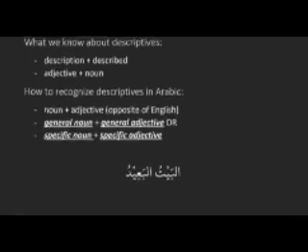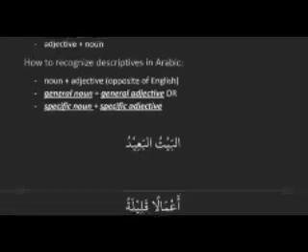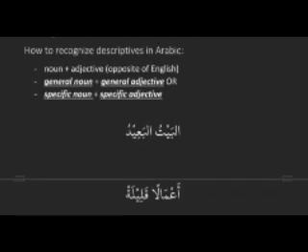But then how do we recognize a descriptive fragment in Arabic? If you see a general followed by a general, or a specific followed by a specific, then you have yourself a descriptive fragment. And remember, a descriptive fragment is made up of a noun and an adjective, so the first word is the noun, the second word is the adjective. So a general noun plus a general adjective, or a specific noun plus a specific adjective.